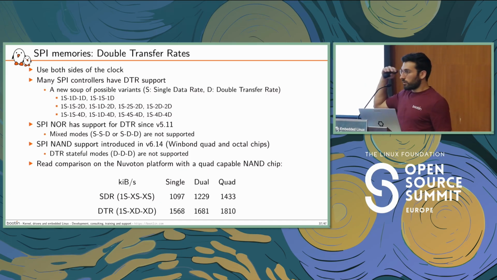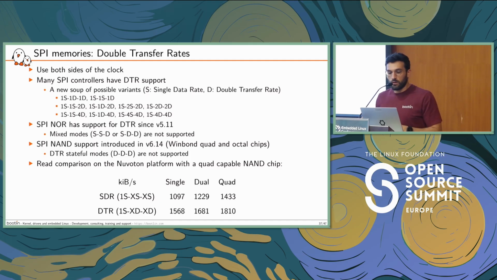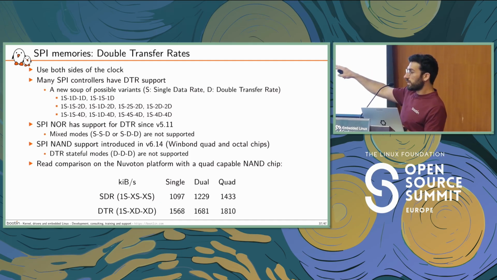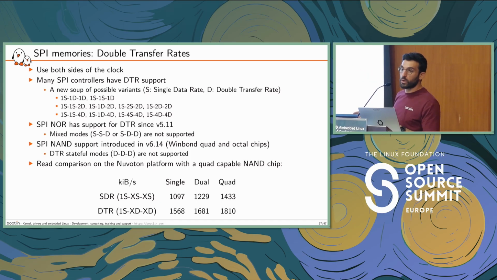So we have yet another set of variants that are possible. It's something that has been supported in SPI NOR since 5.11 and more recently on SPI NAND again in 6.14. The comparison with the former platform is a bit better now. You can see we go from 1 megabyte per second to 1.8 megabyte per second with the same chip, just enabling quad mode and DTR mode.